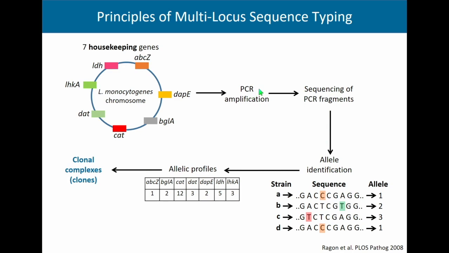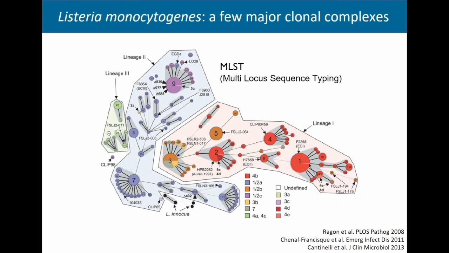You PCR amplify those genes, sequence the PCR fragment, and perform a so-called allelic identification. So you don't look at the whole sequence, but for each sequence type, you ascribe an allele so that the typing of the bacterium is summarized into 7 numbers, and that defines what we call clonal complexes. And if you apply this to a large collection of thousands of strains using this multi-locus sequence typing technique, you see that there are a few major clonal complexes, as shown here by these circles.